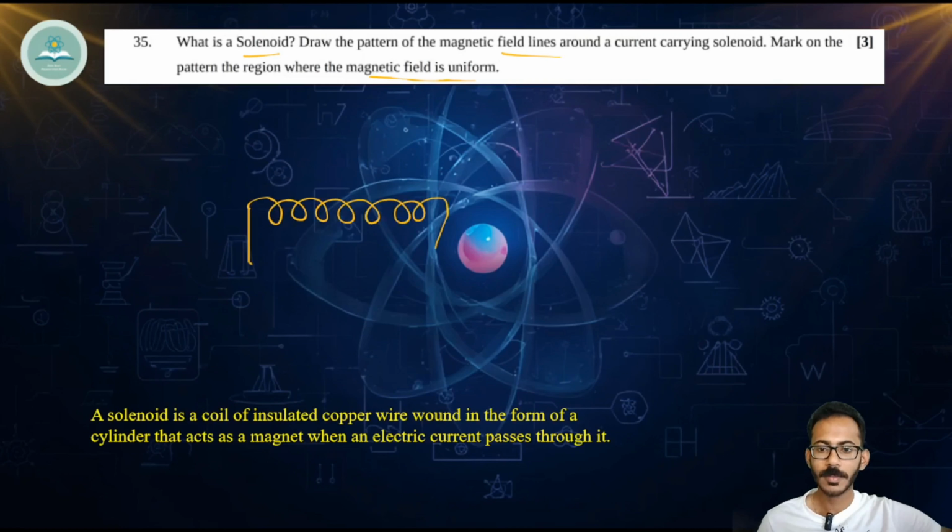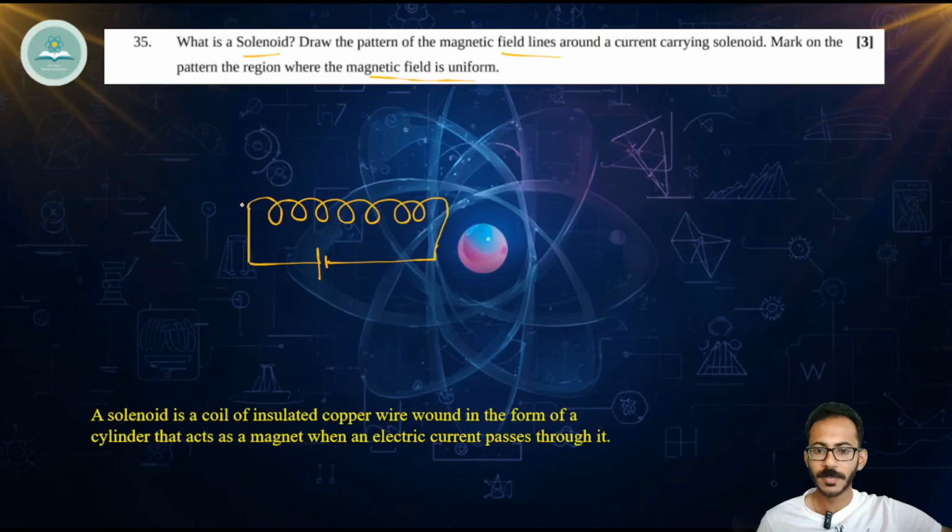It is connected to a cell. This is the solenoid. This is made of insulated copper wire and it is wound in the form of a cylinder. When the current passes through it, it behaves like a magnet. Now we have to mark the magnetic field lines coming out from it.